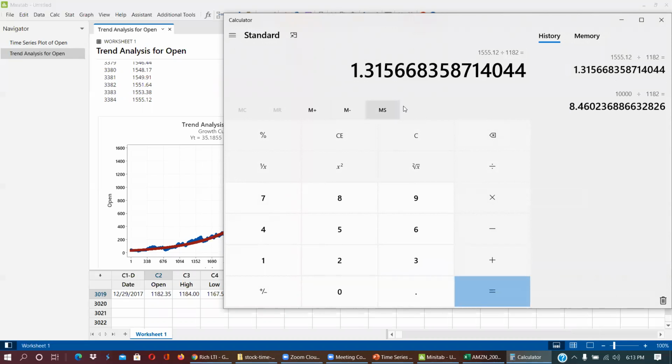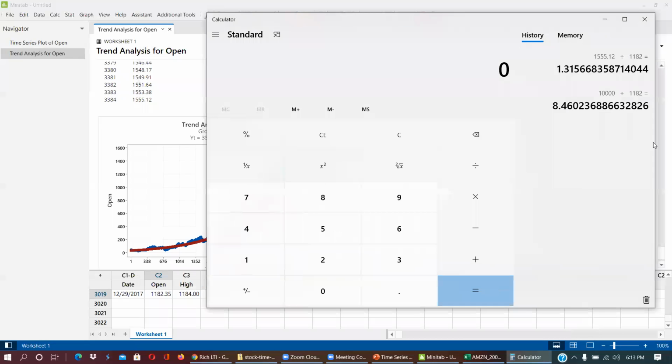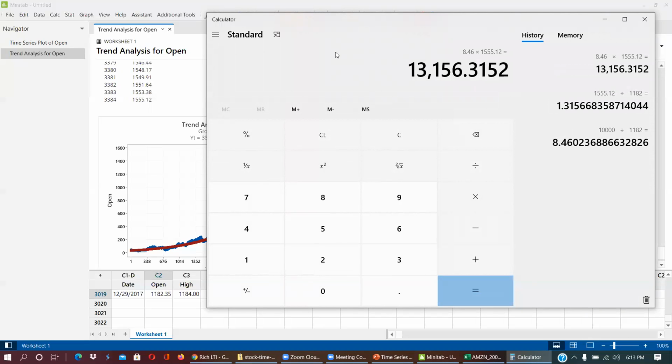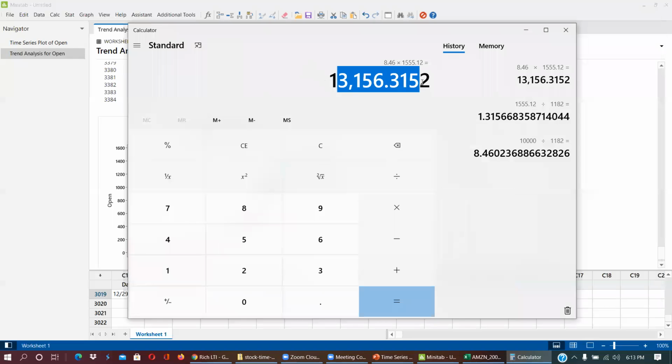Oh sorry, just a minute. I have to go through 8.46 multiplied with 1555.12. What am I going to get? This is my return on investment after 1 year.